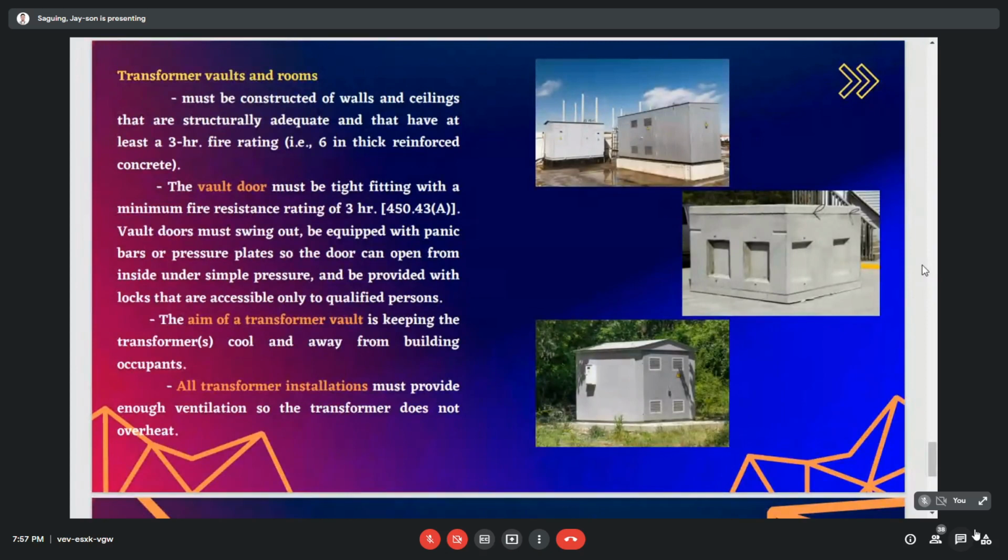The aim of the transformer vault is keeping the transformer cool and away from the building occupants. Nothing unrelated to the transformer can go in a vault, that is, it cannot be used as a telecommunication closet or house a water heater. All transformer installations must provide enough ventilation so the transformer does not overheat.